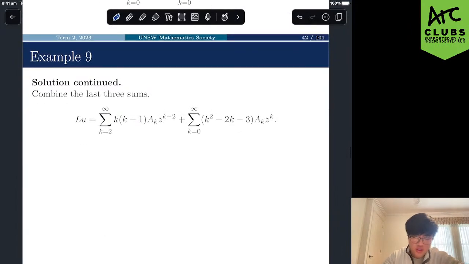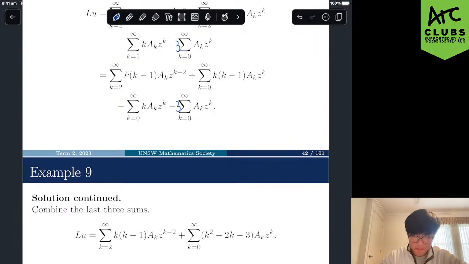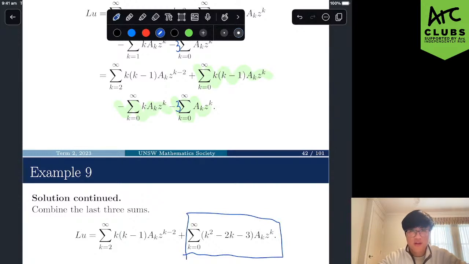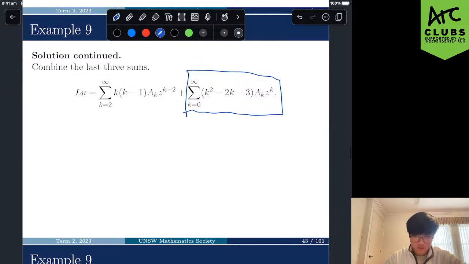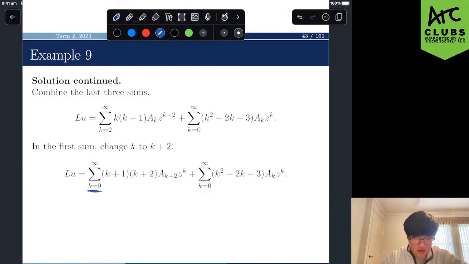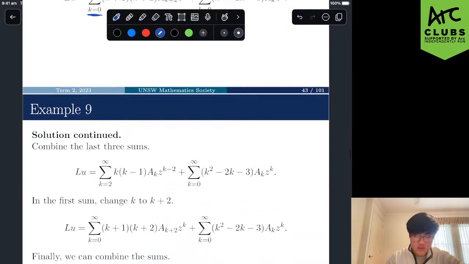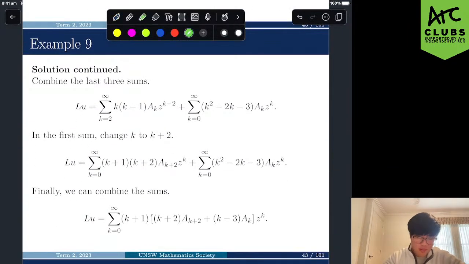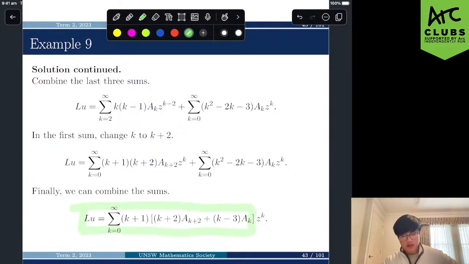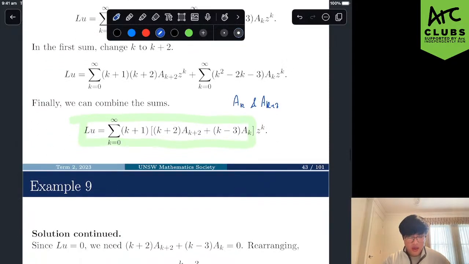And what we did is essentially combine the last 3 sums. So if we combine this one and this one here, we do get this sum up on the right. And essentially, if we change the bounds on our first sum here from k to k plus 2, then we can combine the 2 sums together. So if we finally combine the 2 sums, we get something like this. The whole point of this is such that we can get a recurrence relationship between a_k and a_(k+2). So that's what we have going on here.